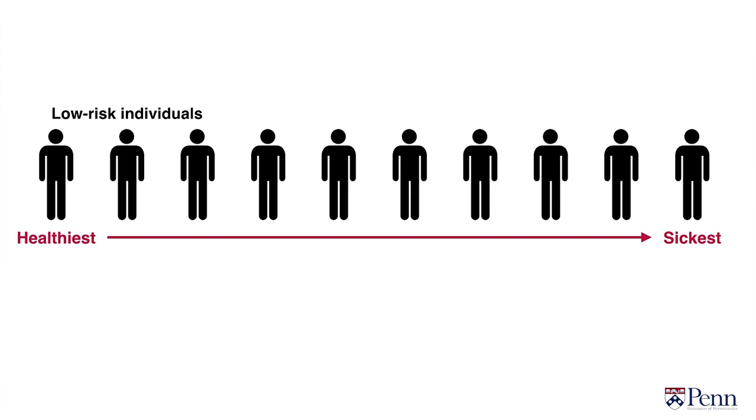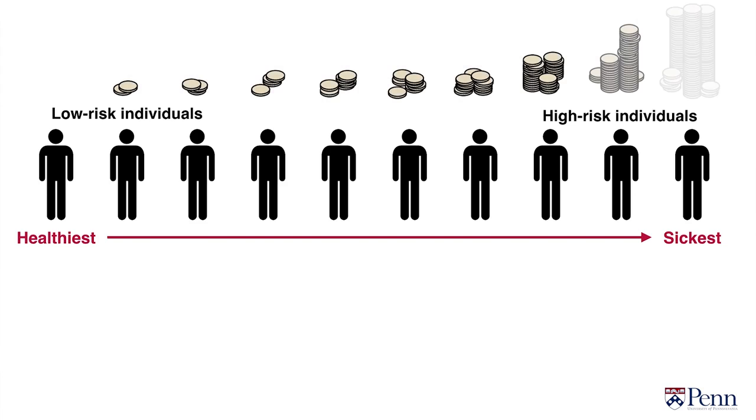On the other extreme, high-risk individuals will be unhealthy people with a high propensity to use medical services. These individuals will spend different amounts of money on medical services. Low-risk individuals will spend very little, and high-risk individuals will spend a lot. In the US, the top 5% of healthcare spenders account for almost half the spending in the country.